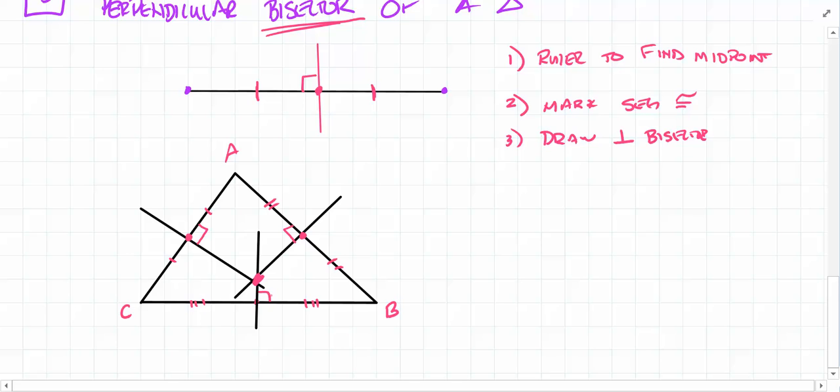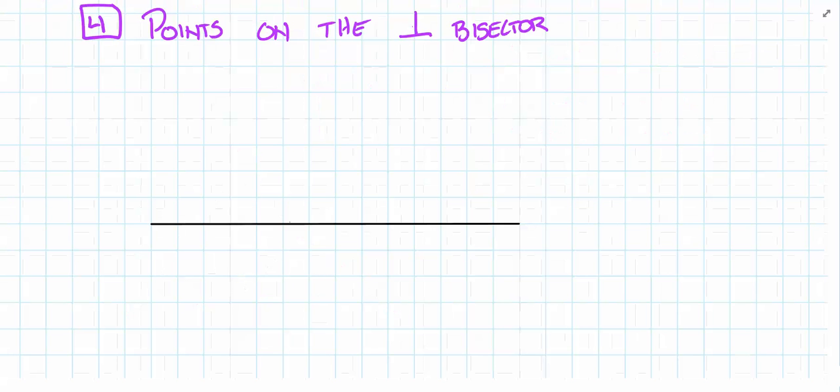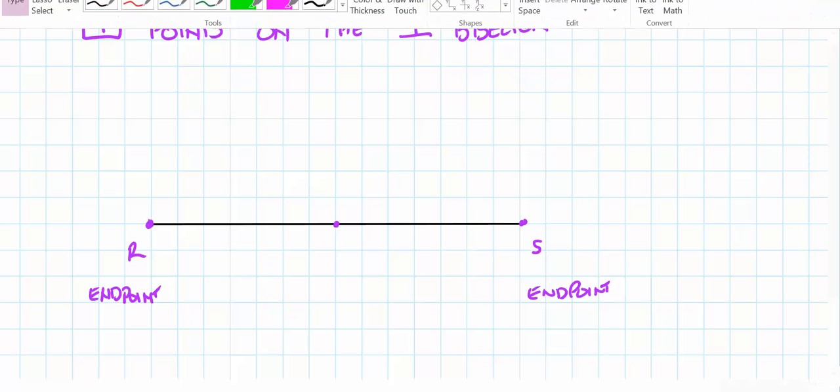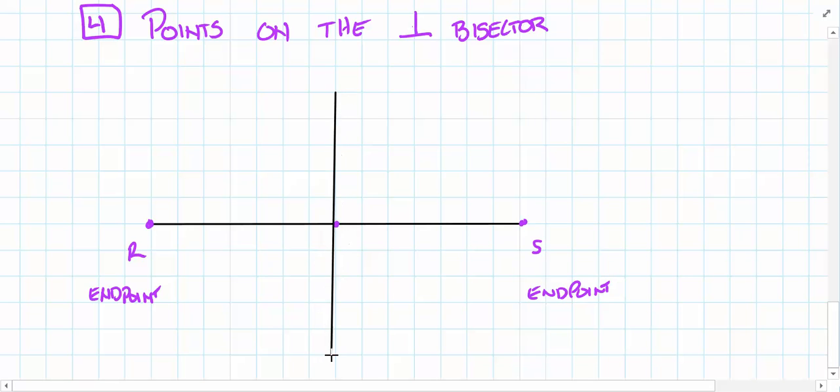Okay, give yourself a line segment. Okay. So let's call this R, and let's call this S. And what do we call the points at the end of a line segment? Endpoints. Very good. So that'd be an endpoint. Endpoint. Endpoint. Okay, let's find the perpendicular bisector. This is the center of mine, and then I'm going to draw in a perpendicular bisector, and I'm going to give it some length, like that, about like that. Hard to do. Pretty clear, no? Pretty good. So that's the best I can do right now for that.